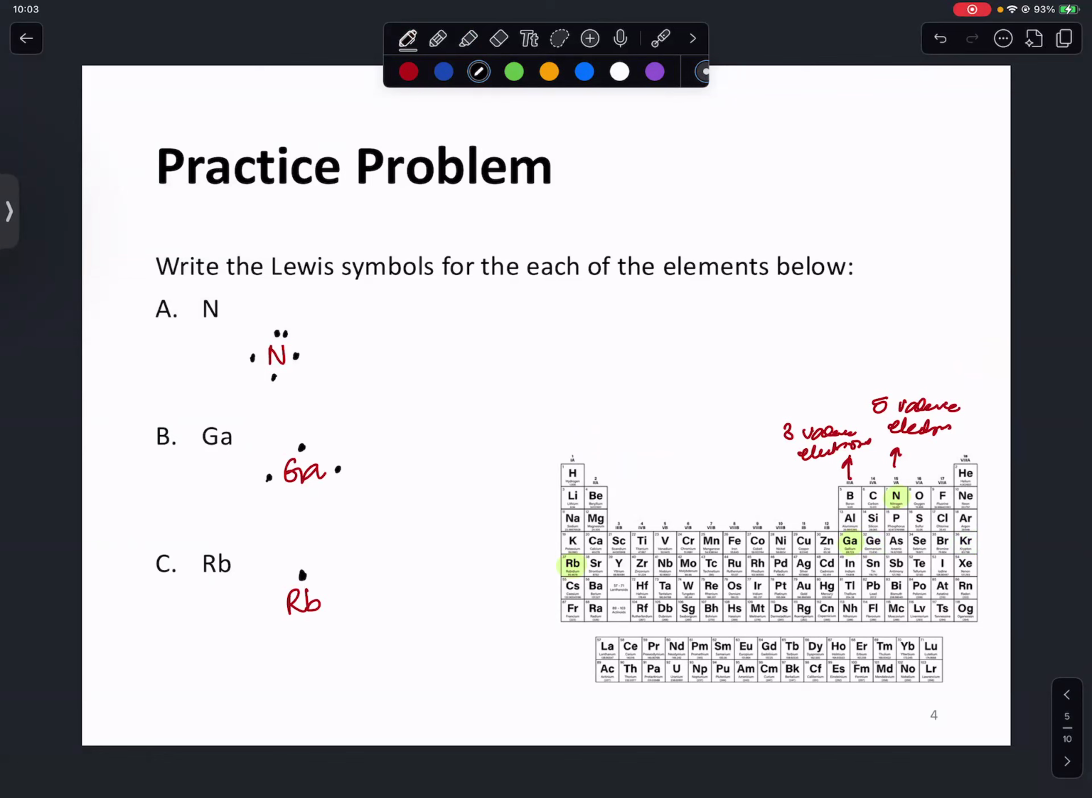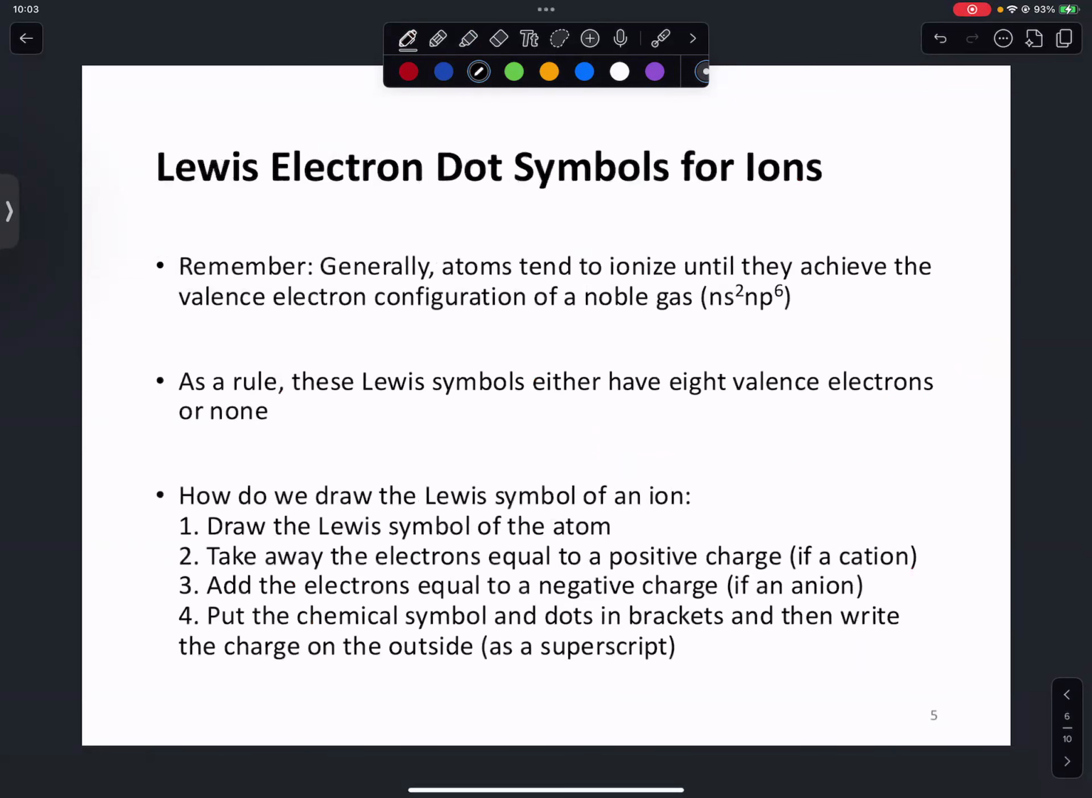And let's move on to drawing out the Lewis symbols for ions. So again, the goal for ions, when they lose or gain electrons, is to acquire the stable electron configuration of a noble gas, which has the general electron configuration of ns2 np6, which is the octet, or the 8 valence electrons.